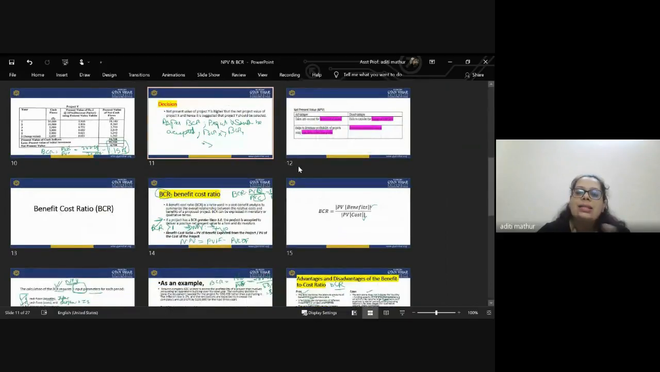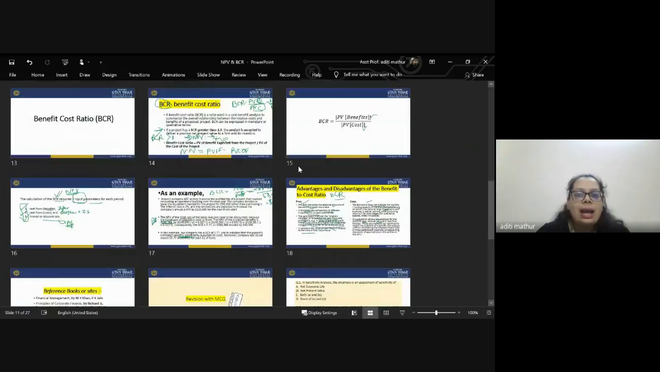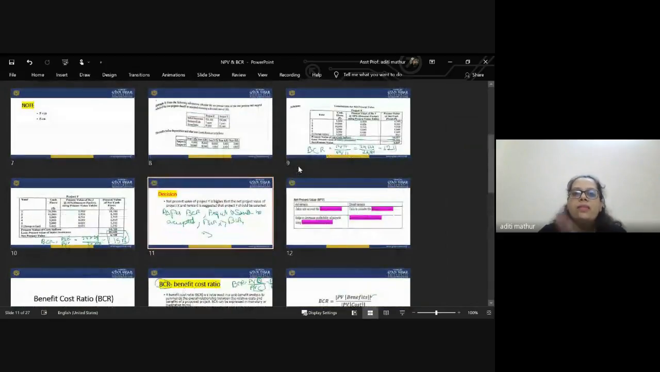Then we discussed the advantages and disadvantages. Then we did the BCR, in which we solved one example, looked at the advantages, disadvantages, and did the calculation for the previous example, project X and Y. And while doing so, we came up with a confusion or a dilemma that as per the NPV, you should go with project Y, but as per your BCR, you should go with project X, right?